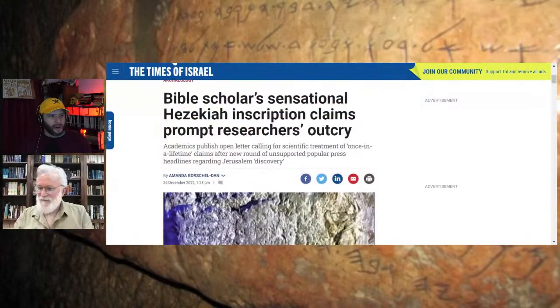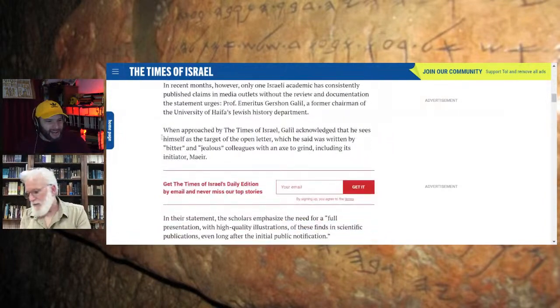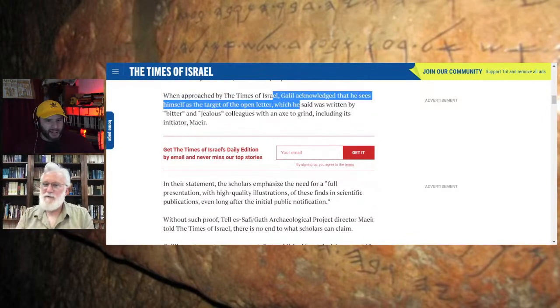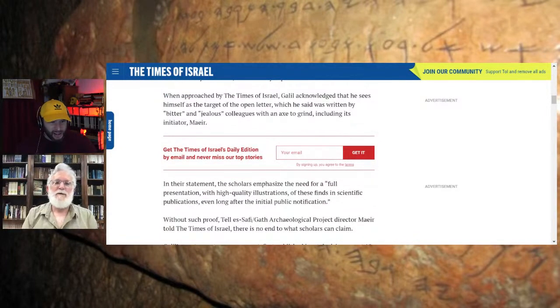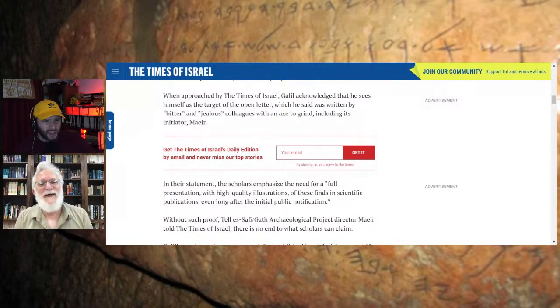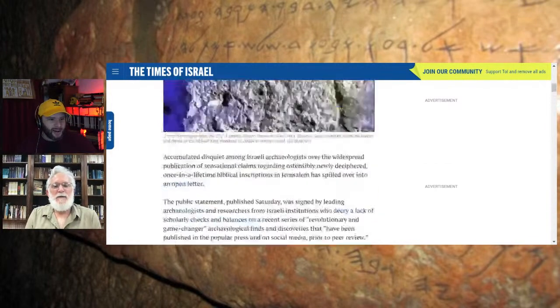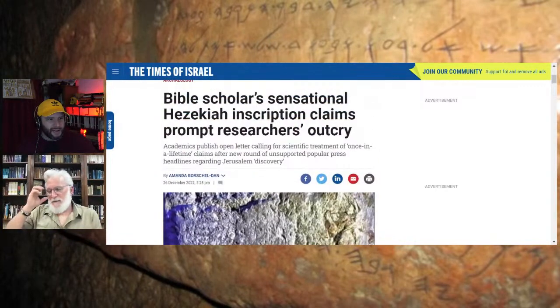Wow, there's some drama going on behind this. Oh my goodness, man. It's like a soap opera. I am right up in the middle of it. Dude, at the bottom, at the end of the article, it says, when approached by the Times of Israel, Galil acknowledged that he sees himself as the target of the open letter, which he said was written by bitter and jealous colleagues with an axe to grind, including its initiator, Meir. Yeah. So people are just criticizing his take.